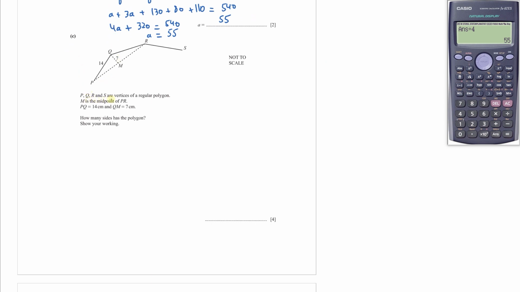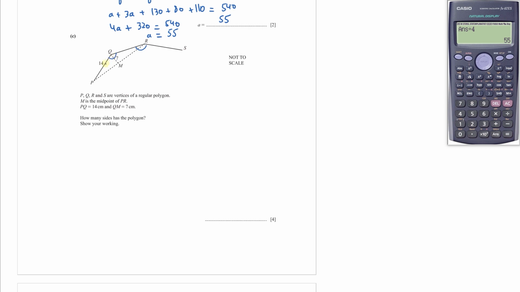Part C is PQRS are vertices of a regular polygon. M is the midpoint of PR. PQ is 14 and QM is 7 centimeters. How many sides are there in this polygon? Show your working. So since it's a regular polygon, if we can find this angle, if I multiply this angle with the number of sides of this polygon, I should get the sum of all the interior angles. Because this is a regular polygon, all of these angles are equal.